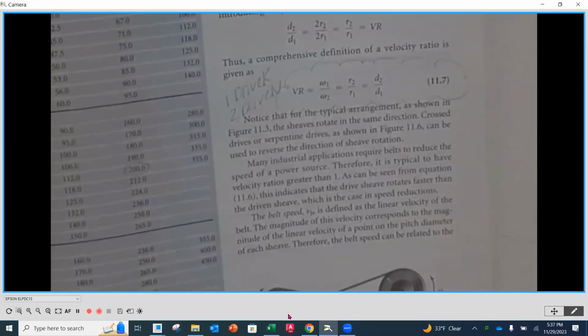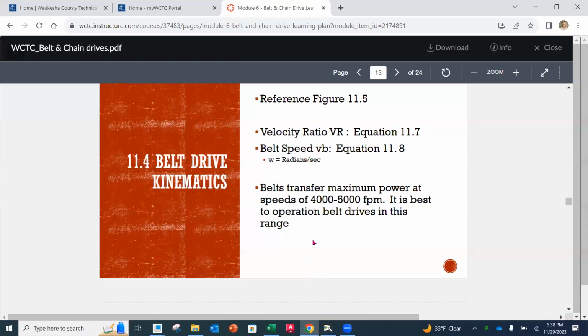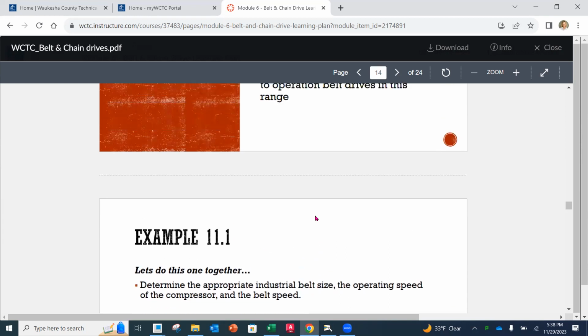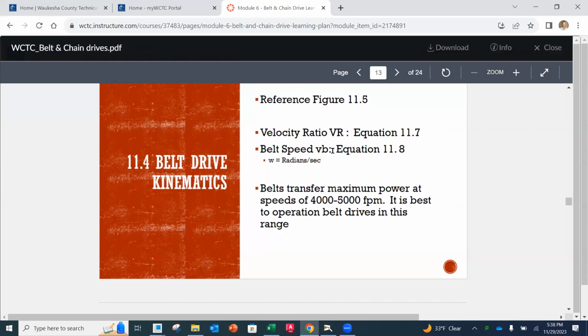All right, so there is that. Let's look at an example. Oh, one last one. Did I forget that one on here? No, I didn't, I just didn't see it. Belt speed. We want to know what the velocity is of how fast that belt is going. So VB, remember VT, the pitch line speed for gears? This is the VB, which is going to be the pitch line speed of the belt.